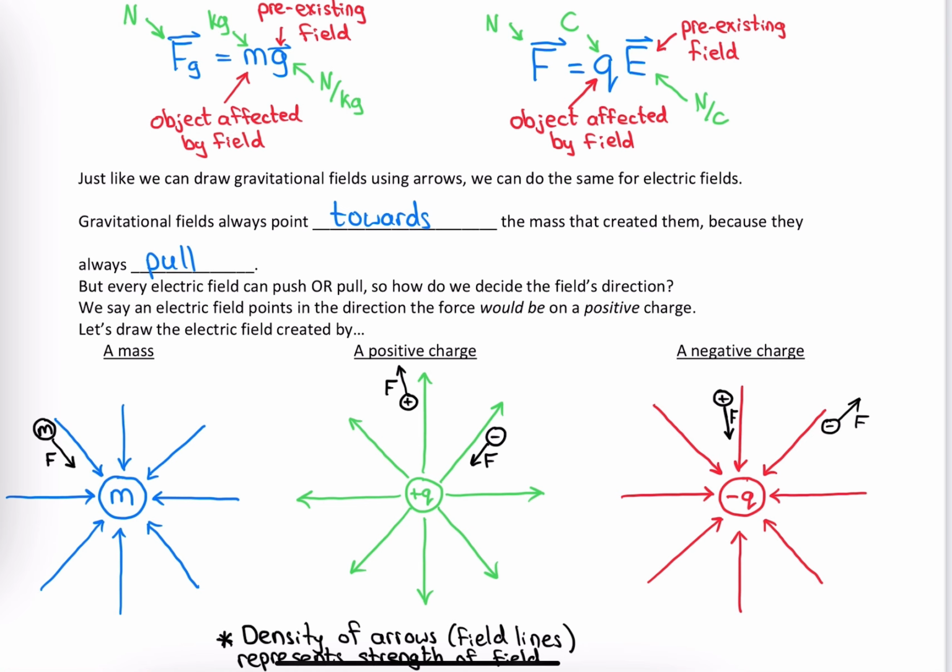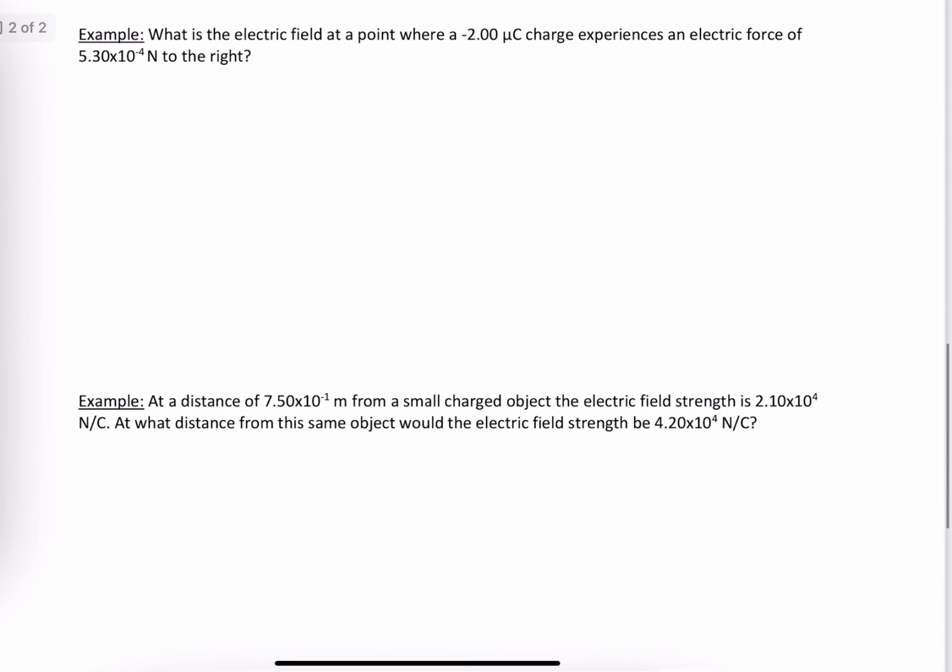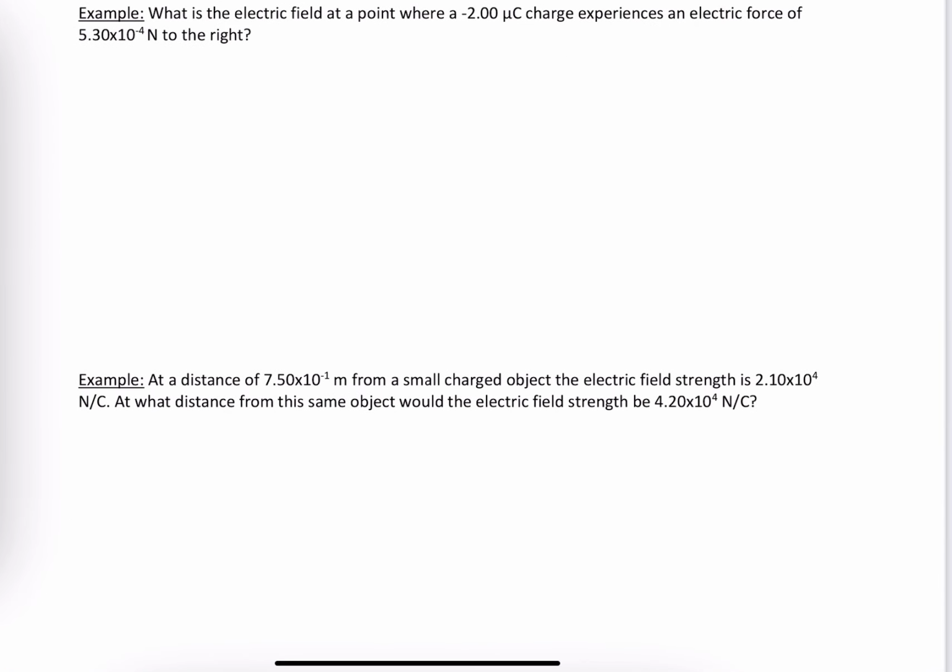So now let's use these ideas to solve a couple of problems. First example. We have a negative charge, -2 microcoulombs. And we are looking at a place where that charge is experiencing an electric force to the right because of a pre-existing electric field.